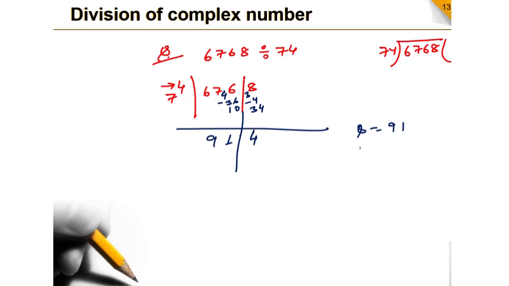Remainder is not 4, 34. Yeah, I will tell you. So remainder is not 4, remainder is actually 34. 38 minus 4, that is 34. So 34 is the remainder and 91 is the quotient.